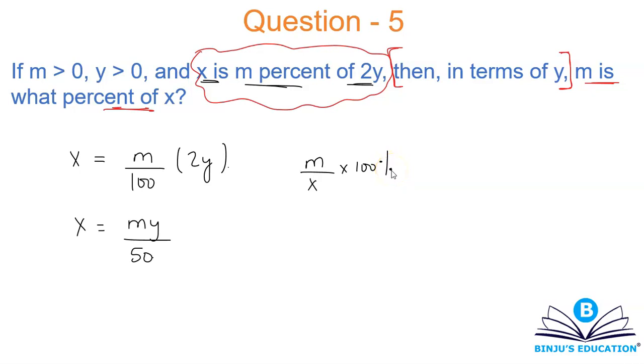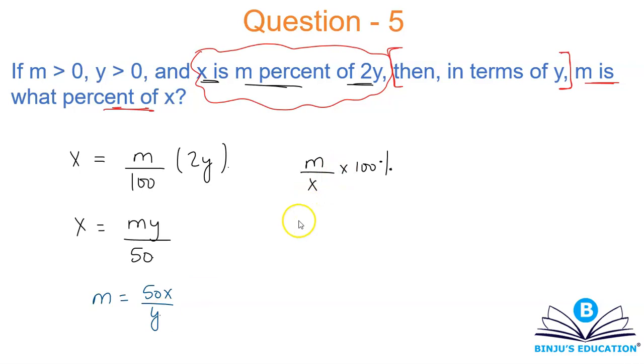This is how we calculate. This is how we convert absolute to percent, right? We take that value, we divide by the total quantity, and we multiply by 100%. M is what percent of x? So it's m by x into 100%. Now I just need to know the value of m. So from this, x is equal to m by 100. I can say m will be equal to 50x divided by y.